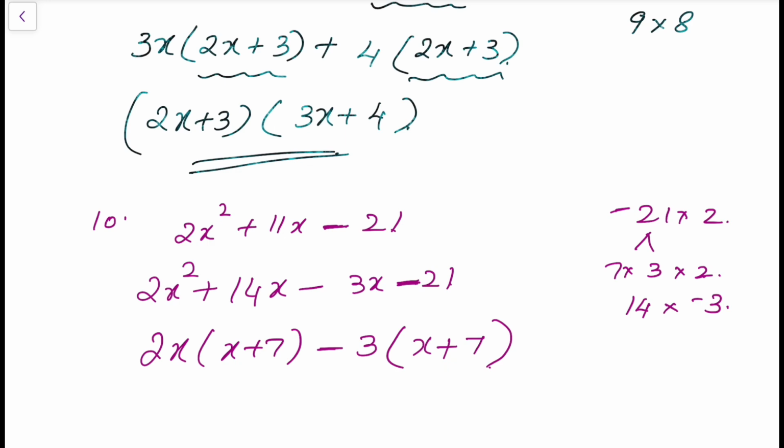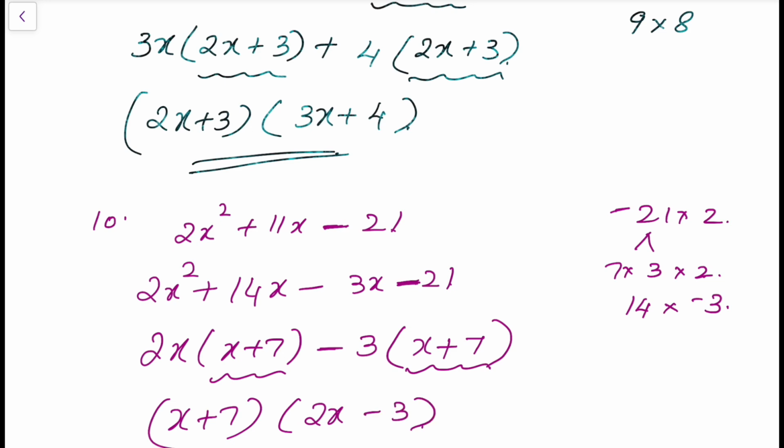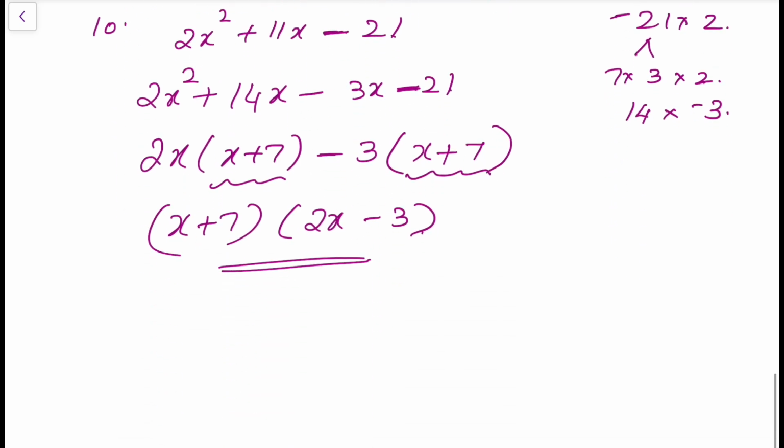Now, this x plus 7 and this x plus 7 can be taken out, and you are left with 2x minus 3. It is very interesting if you understand and do it.